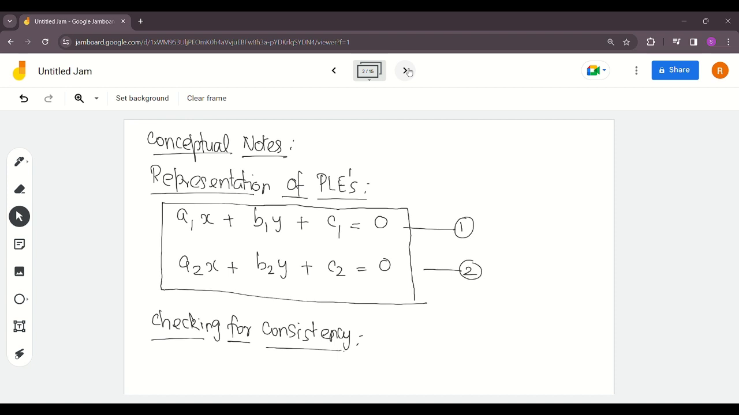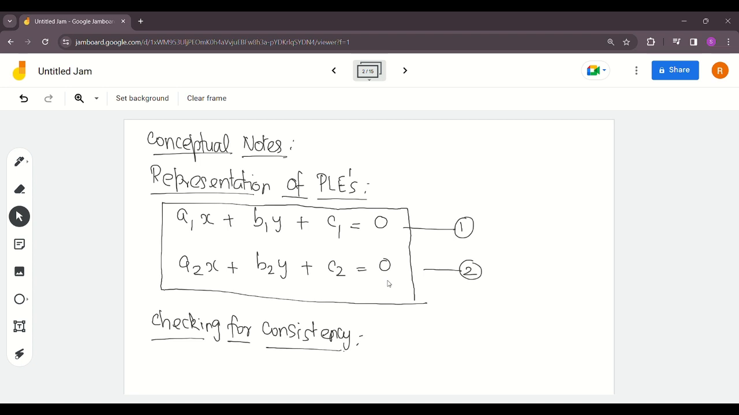So how are a pair of linear equations represented? You have got two variables, so linear equations in two variables: a1x plus b1y plus c1 equal to 0. Here x and y are variables, a1, b1, c1 are constants. This is one equation. A pair means you should have two, so that's why the second equation is also there: a2x plus b2y plus c2 equal to 0. Here x and y are variables, the rest of them a2, b2 and c2 are constants. So this is how a pair of linear equations in two variables is represented.